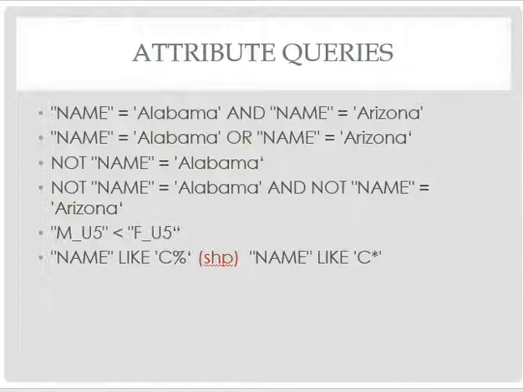So if I chose a query that said name, so let's say I'm looking at states as my feature class, and the field is name equals Alabama and name equals Arizona, what would my result be? Yes, if you said your result would be the selection of just those two states within your state feature class, you would be absolutely correct.